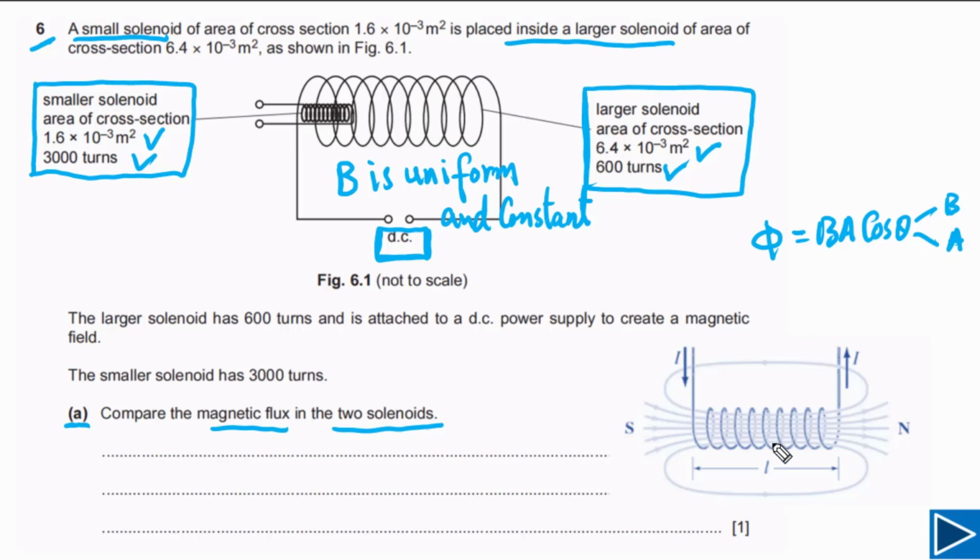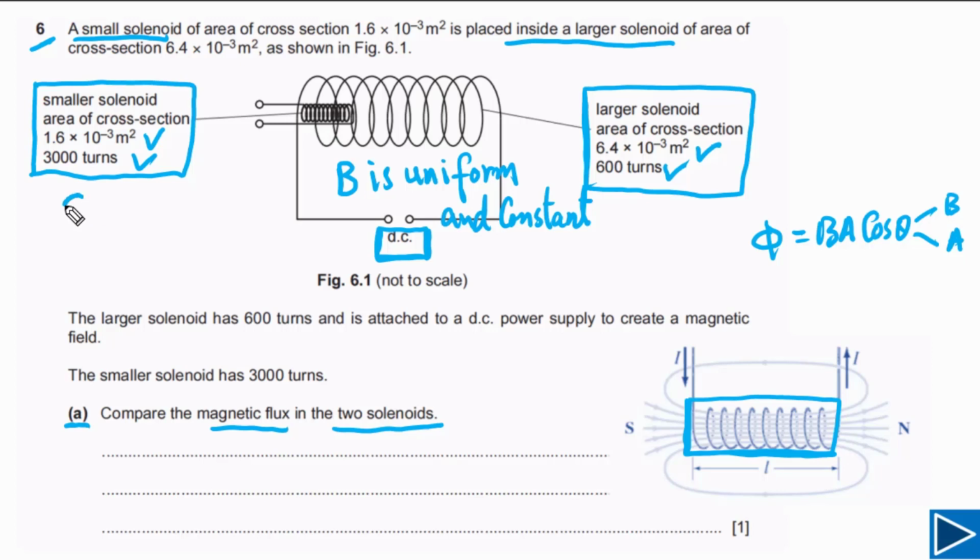Now if you look at the magnetic field inside the solenoid, you can see that it is almost uniform. As you can see here, inside the solenoid, the magnetic field is uniform. The smaller coil is placed inside the larger solenoid, so the B for the smaller solenoid and the B for the larger solenoid is the same. So the magnetic flux density for the smaller and larger is the same.